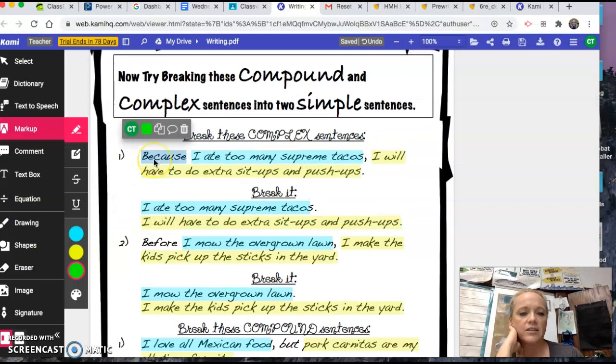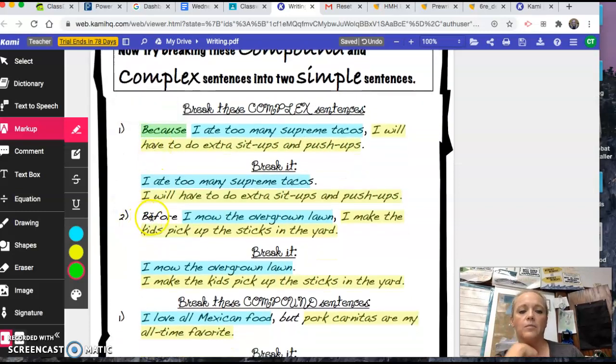Because, that's our subordinating conjunction. That's our connecting word for complex sentences. Before is also a connecting word for complex sentences. This helps show the cause-effect relationship. The cause is I ate too much. So the effect is I need to work out more.